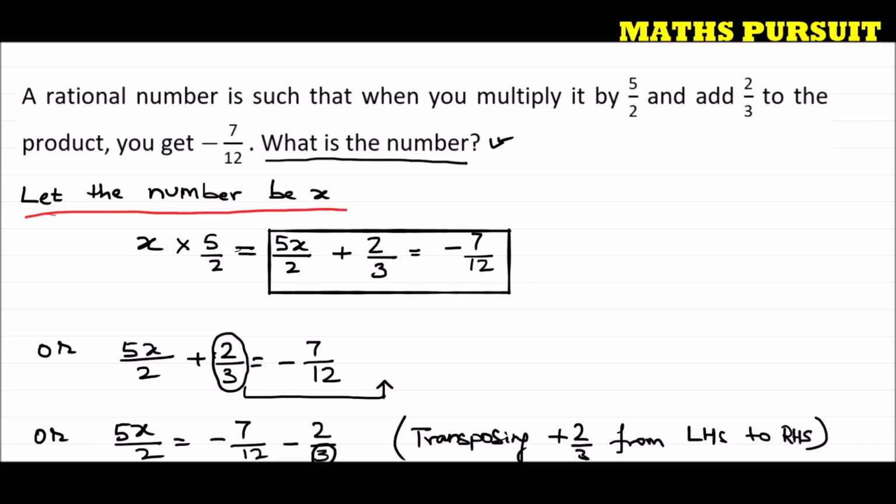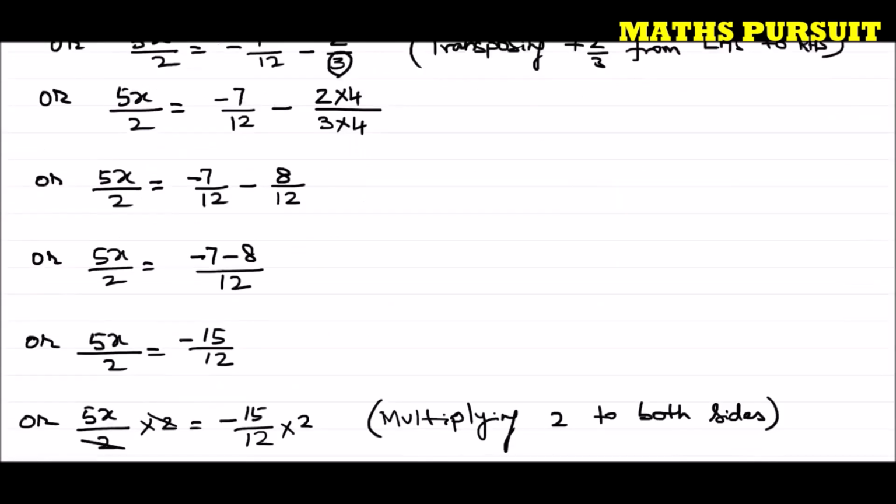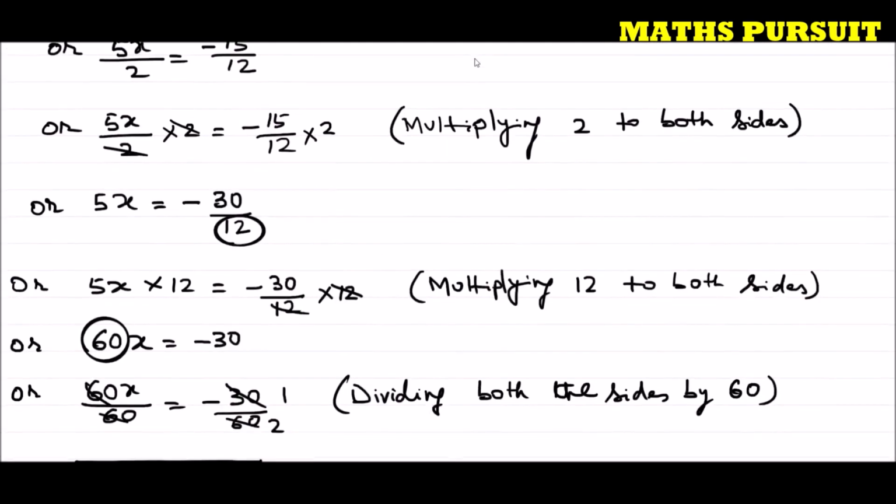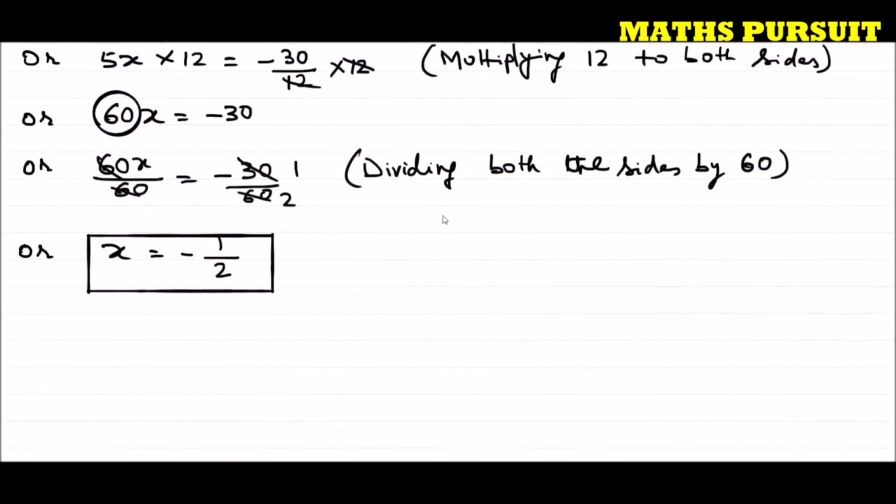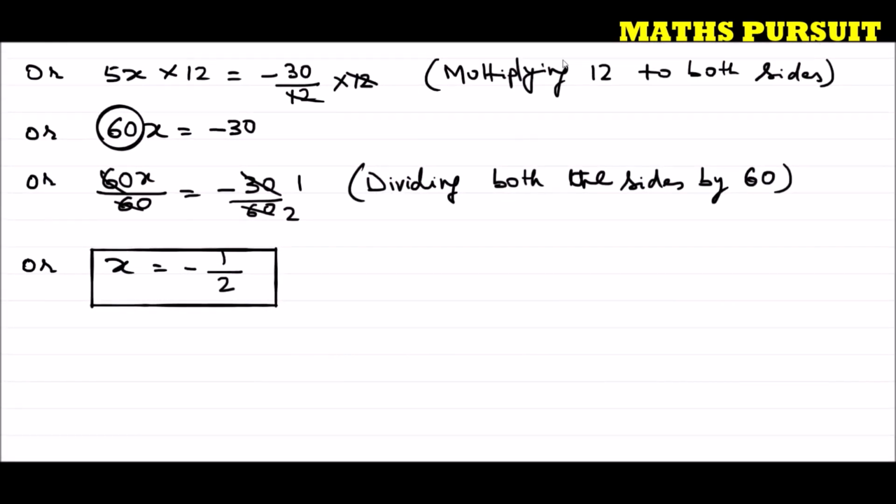So we got the value for x. Hence, in concluding our answer, we can say that as we got the value of x as minus 1 by 2, hence the number is minus 1 by 2.